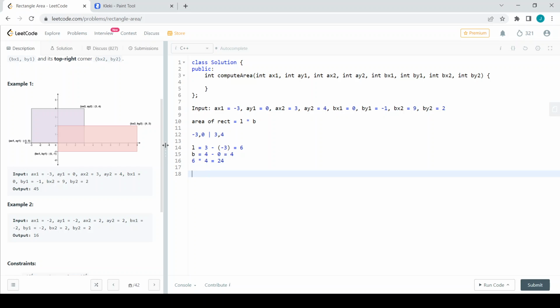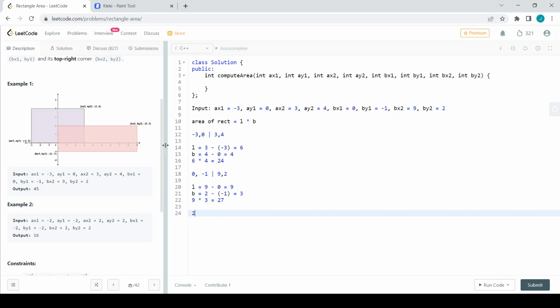So this is the area of the first rectangle, and for the area of the second rectangle, first we take the points 0 comma minus 1, and the other point is 9 comma 2. To get the length, it is 9 minus 0, which is 9, and to get the breadth, it is 2 minus of minus 1, which is 3. So the area of the second rectangle is 9 threes are 27.